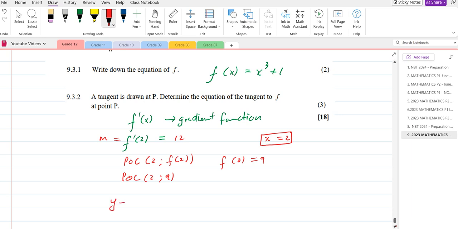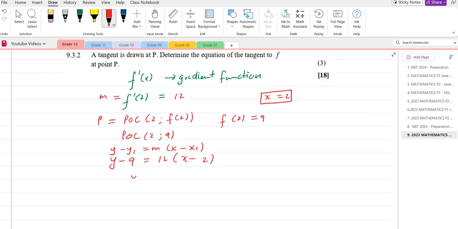So y minus y1, what's y1? 9 equals m, which is 12, into x minus x1, which is 2. I'm using this formula, y minus y1 equals m into x minus x1. Determine the equation of the tangent to f at point P. So remember, point P is the point of contact. So y is now equal to, opening this up, 12x minus 24 and add 9. So I've got y equals 12x minus 15.